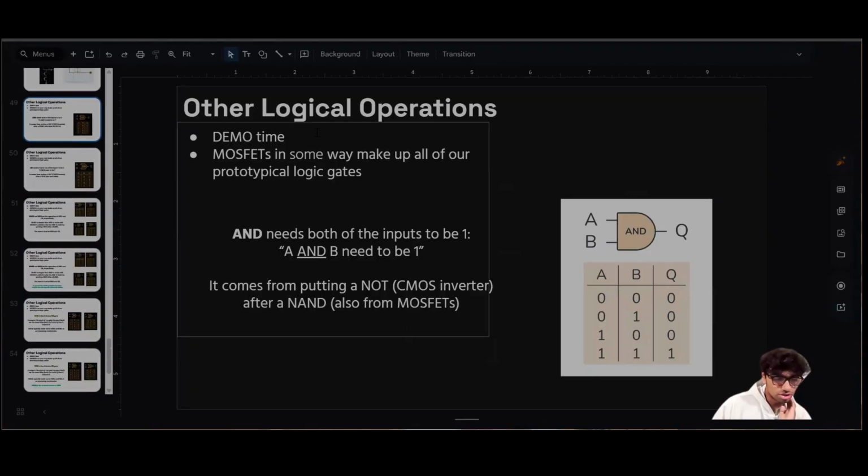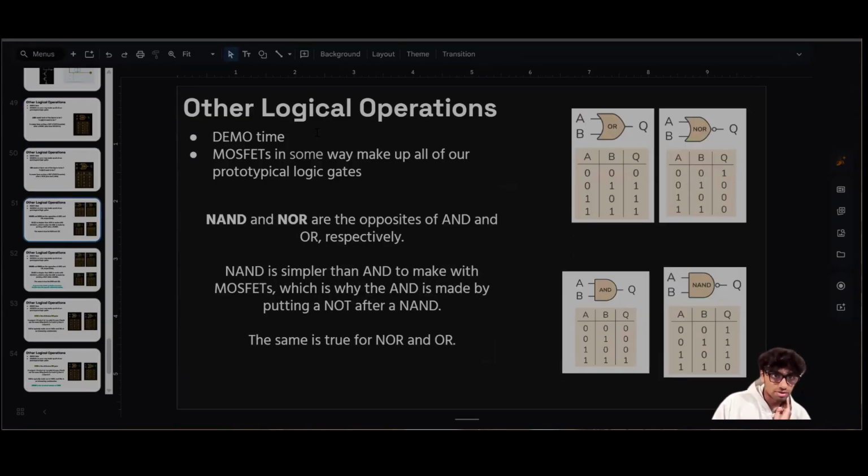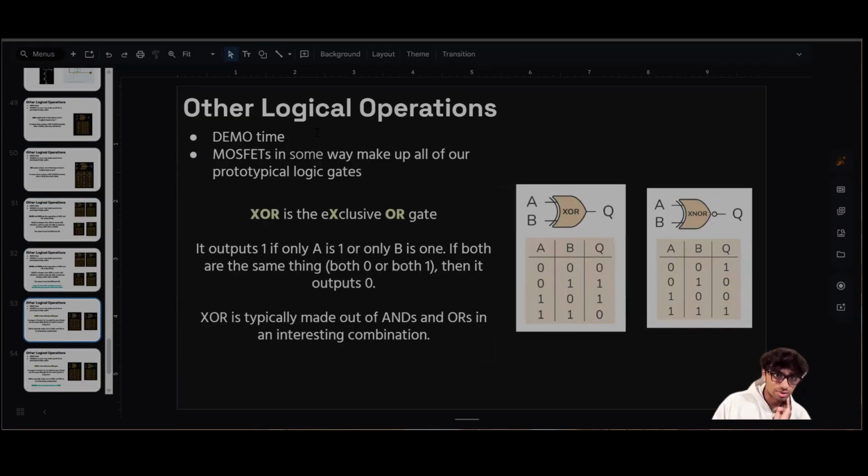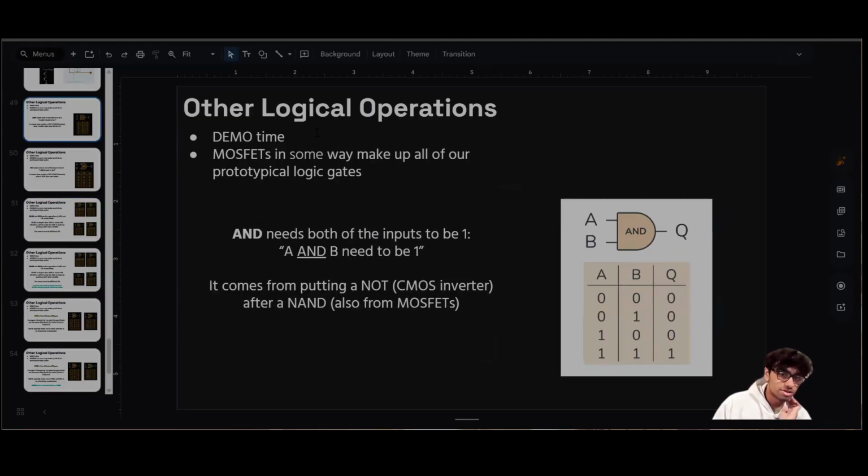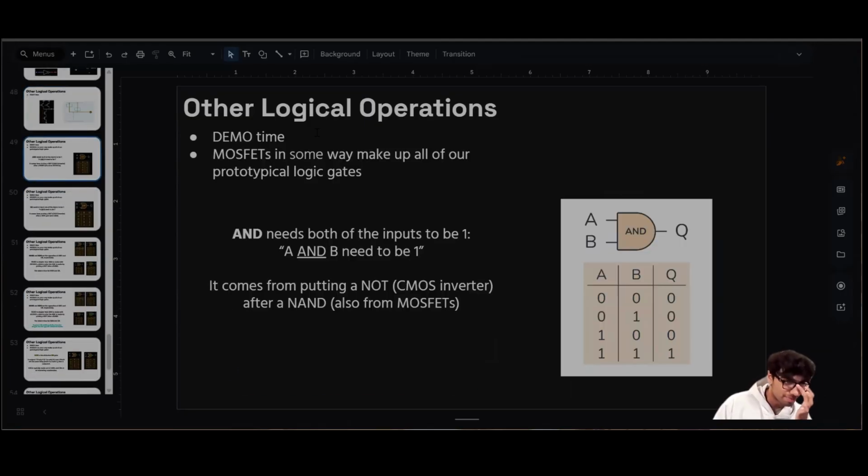So the other logical operations that we have available to us, this is the complete set of logical operations: we have AND, OR, NOR, NAND, XOR, and XNOR. Okay, so let's go from the top. AND is going to be A and B need to be 1. So 1 and 1 gets us 1, but if they both are not 1, we will get 0. A and B have to be 1.